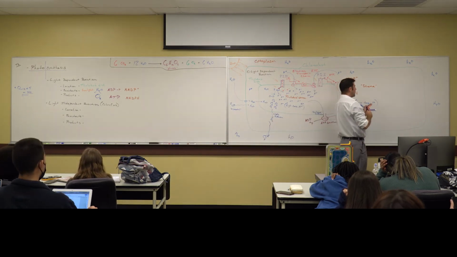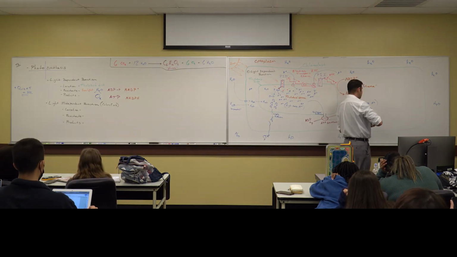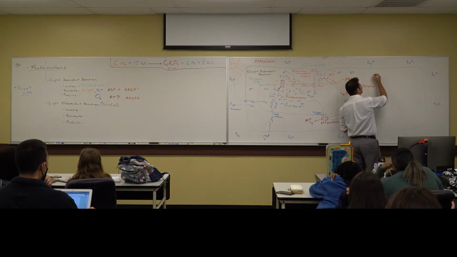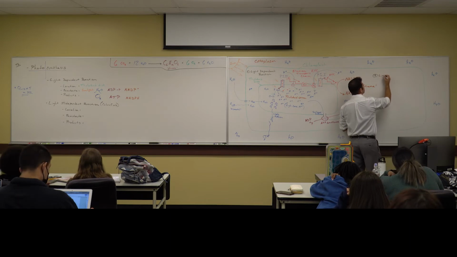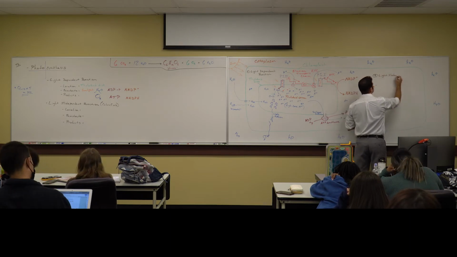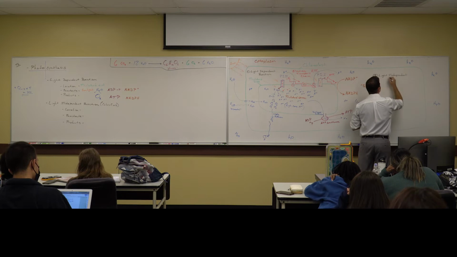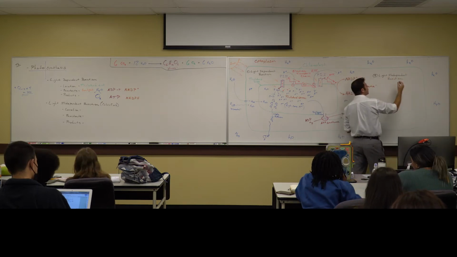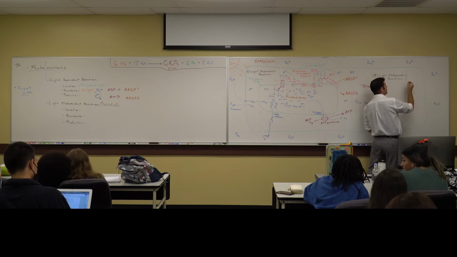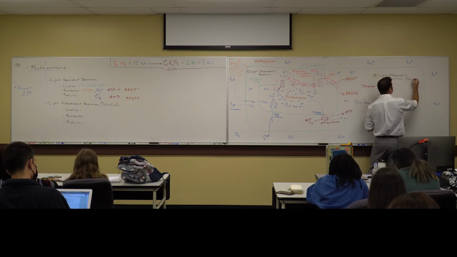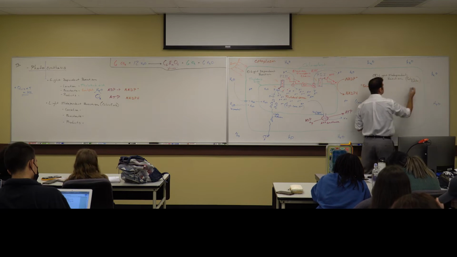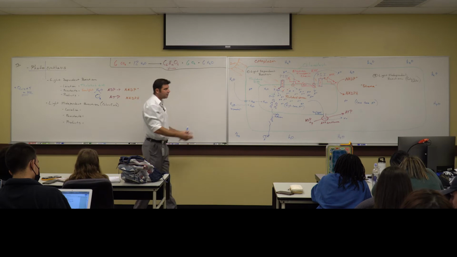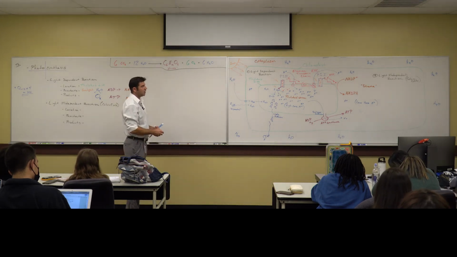Just so that I start off labeling this, out here in the stroma is where we see the second step of this process, what we're going to call the light-independent reaction. This light-independent reaction is also in some textbooks referred to as the Calvin cycle. I'll use both of them. You can recognize both of those as being the light-independent reaction.